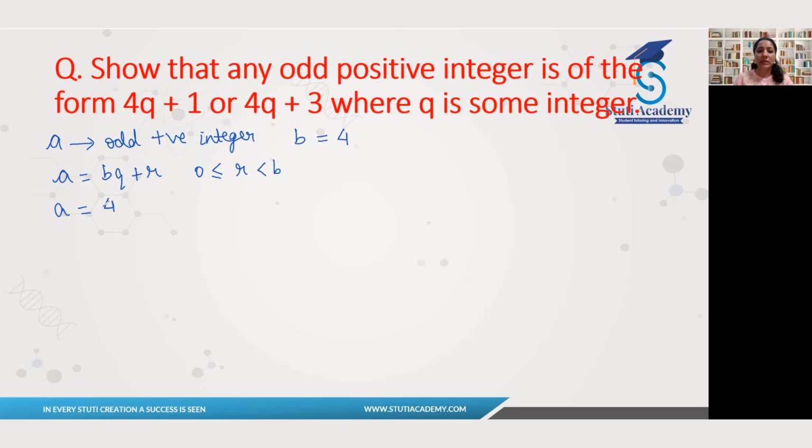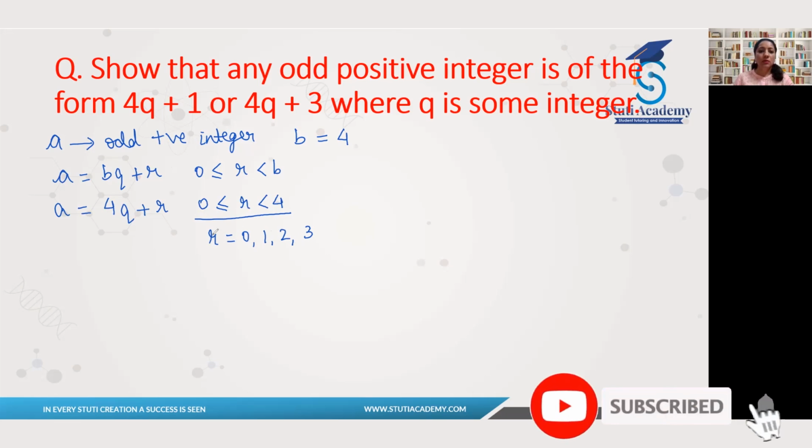So we have a is equal to 4q plus r, 0 less than equal to r less than 4. Now 0 less than equal to r less than 4 means that r can take the values 0, 1, 2 and 3. Please notice r is strictly less than 4. So r cannot take the value 4. Now we have 4 cases when r is 0, when r is 1, when r is 2 and when r is 3.